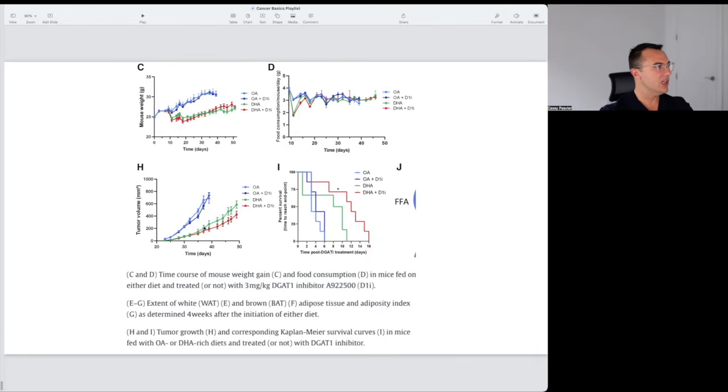You see at the end of, let's just make it apples to apples, at the end of 35 days, the tumor volume goes from about 800 down to less than 400. So about 50% reduction in tumor size at the end of 35 days.